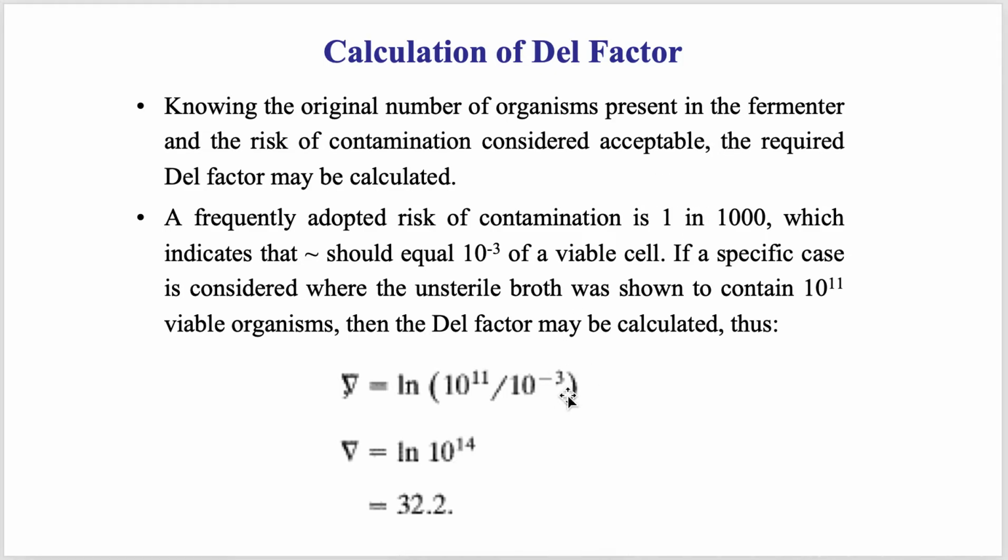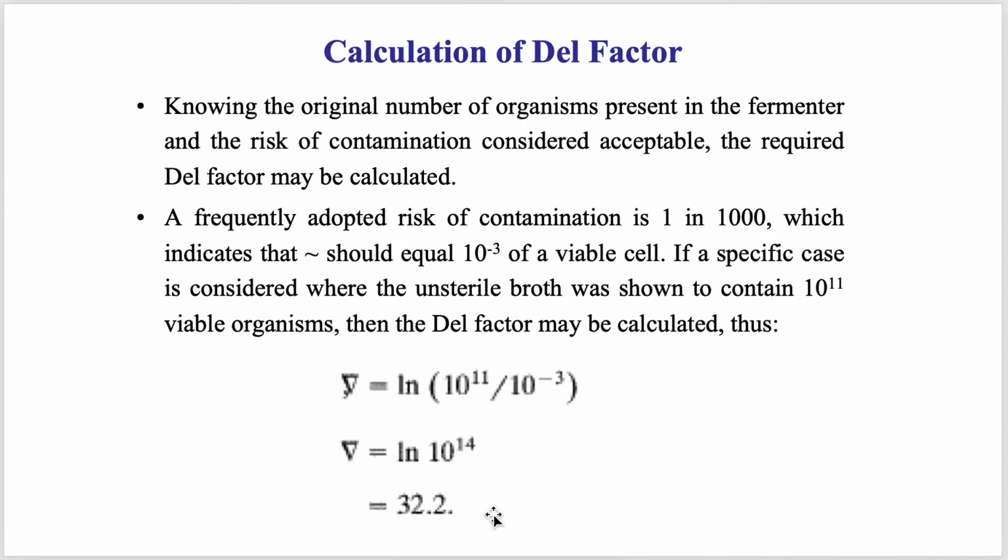Thus we have N0, which is 10 to the power 11, and we have Nt, 10 to the power minus 3. So then we can easily calculate the del factor. Del factor will be ln of 10 to the power 11 divided by 10 to the power minus 3, which will be 32.2. So this is the del factor. If the initial number was 10 to the power 11, we need a del factor of 32.2.